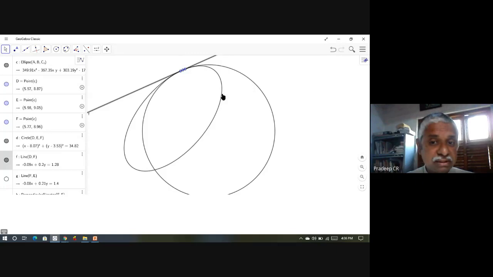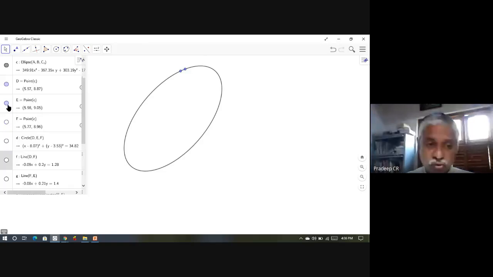How did I draw this circle? Let me read this again. This is important, so I'll go slowly. No problem. I had an ellipse. I picked up a point D. I pick up 2 points around D, I mean near D. It doesn't matter, they have to be nearby. It's not that one has to be this side and one has to be that side. It doesn't matter. So I have 3 points here.